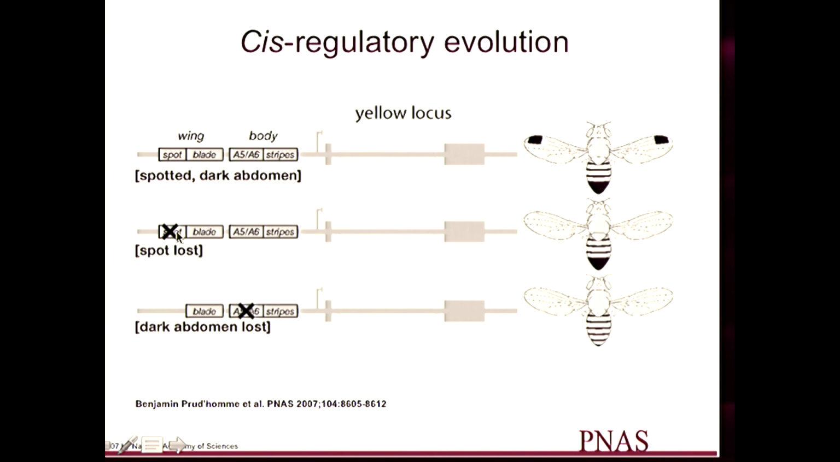So for instance, the spot has been lost because mutations have occurred in this set of DNA that make it unable to bind to those transacting factors and activate expression in the spot. In the other species down at the bottom, mutations have occurred in the part of that DNA sequence that was telling this gene to be active in these bottom two segments in males. Right? So that has changed that.